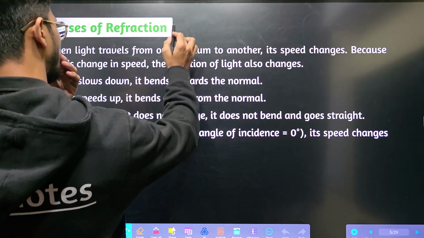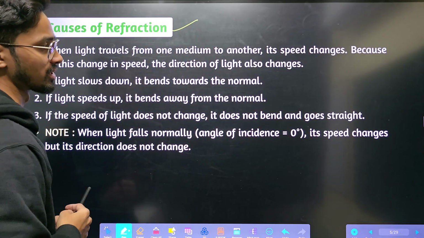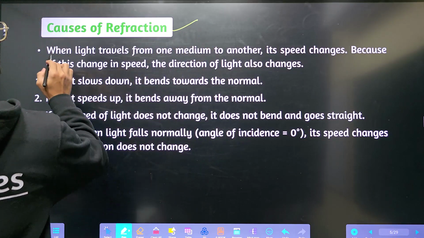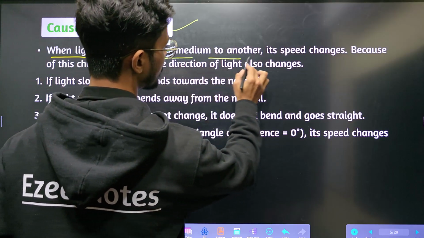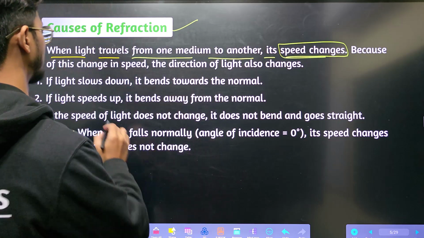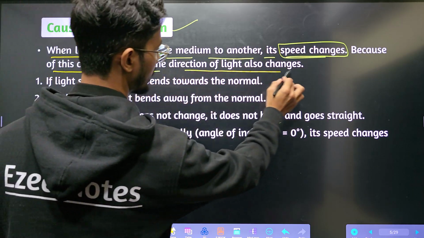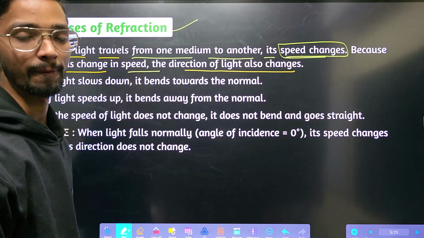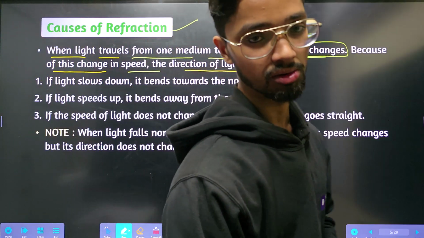Next thing, causes of refraction. What are the causes of refraction? Why does refraction occur? When the light travels from one medium to another medium, its speed changes. Because of this change in speed, the direction of light also changes.